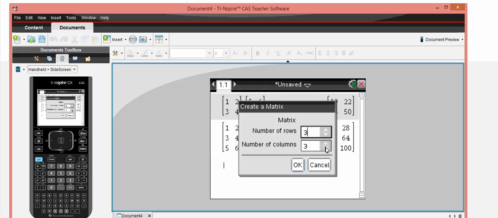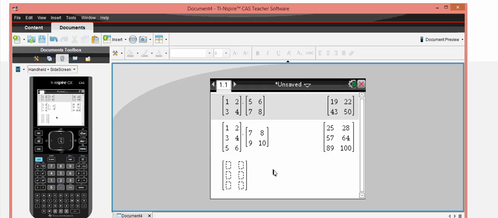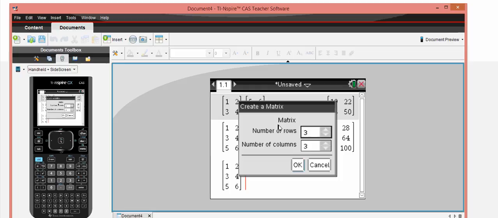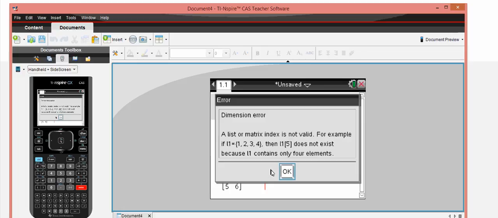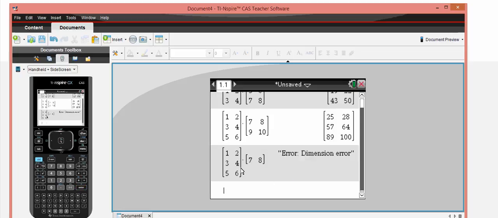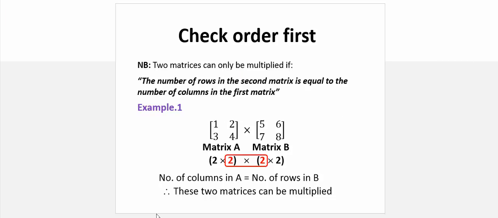So let's try a 3 by 2 again, and we'll use 1, 2, 3, 4, 5, and 6, and this time we'll multiply it by, let's try a 1 by 2. Call that 7, 8. So in this case we've got 2 columns in our first matrix, but only 1 row in our second. So when we try and multiply that, it comes up with a dimension error, meaning that our matrix cannot be calculated because, as we just stated, we don't have the same number of columns in the first as we do rows in the second, which is why a dimension error occurs. So let's go through the process manually of how we multiply two matrices.